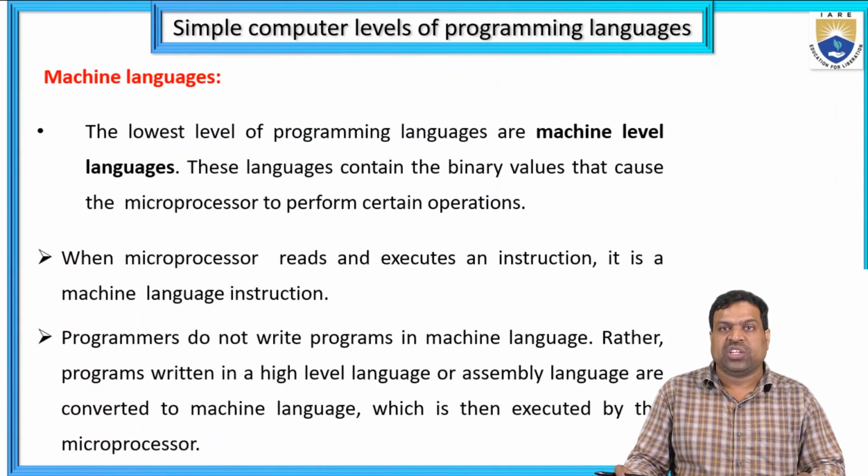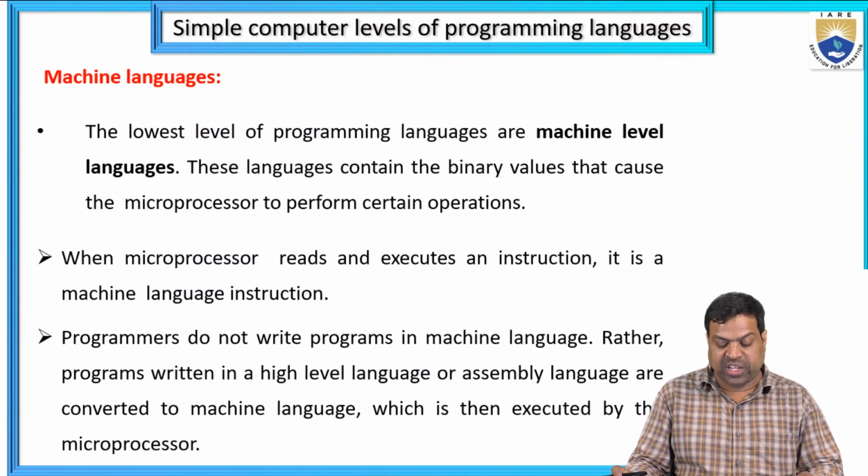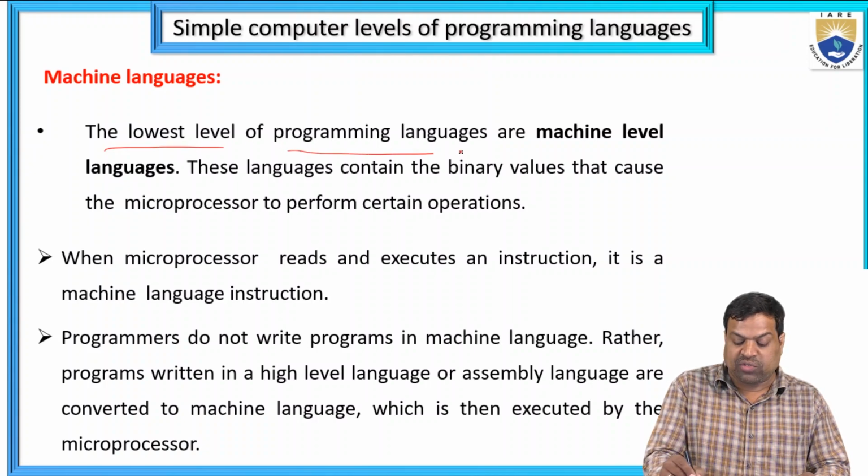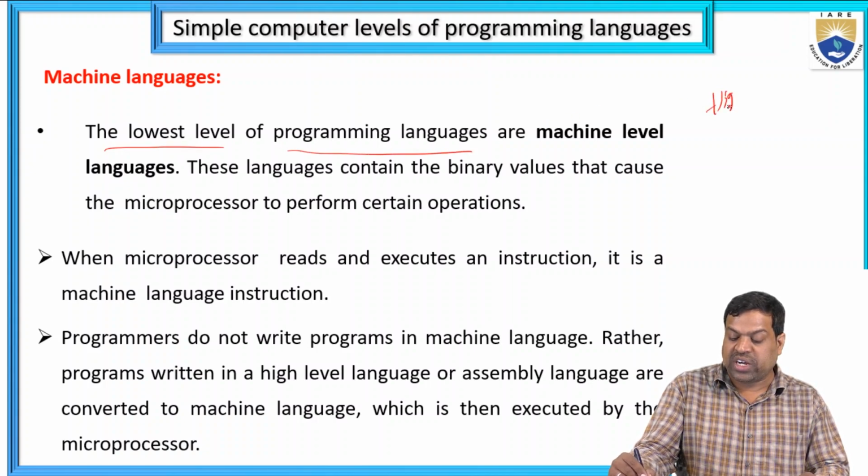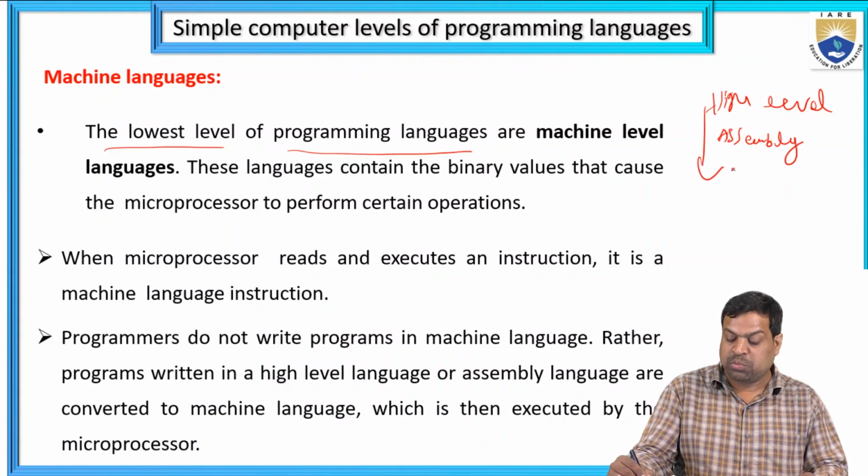Another one is machine language. The lowest level of programming language is machine level language. These languages contain the binary values that cause the microprocessor to perform certain operations. When the microprocessor reads and executes an instruction, it is a machine language instruction. Programmers do not write programs in machine language. Rather, programs written in a high level language or assembly language are converted to machine level language, which is then executed by the microprocessor. The highest level is high level language, after that comes assembly language, and the lowest is machine level language.